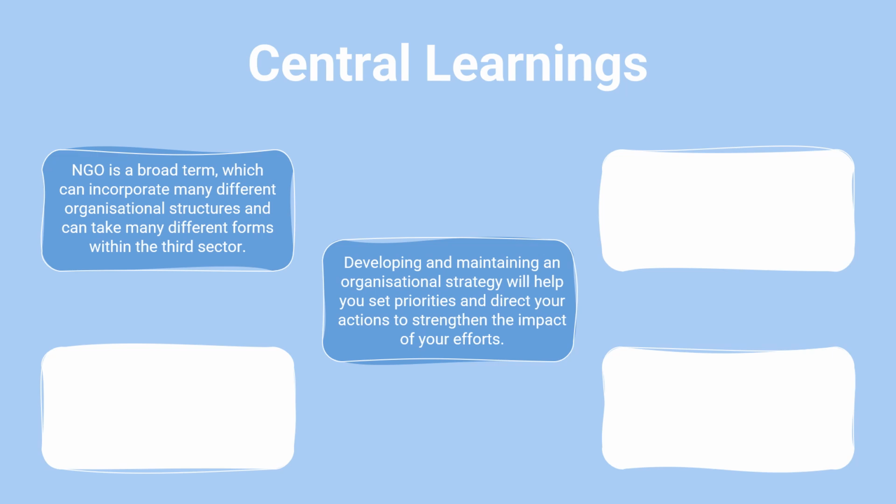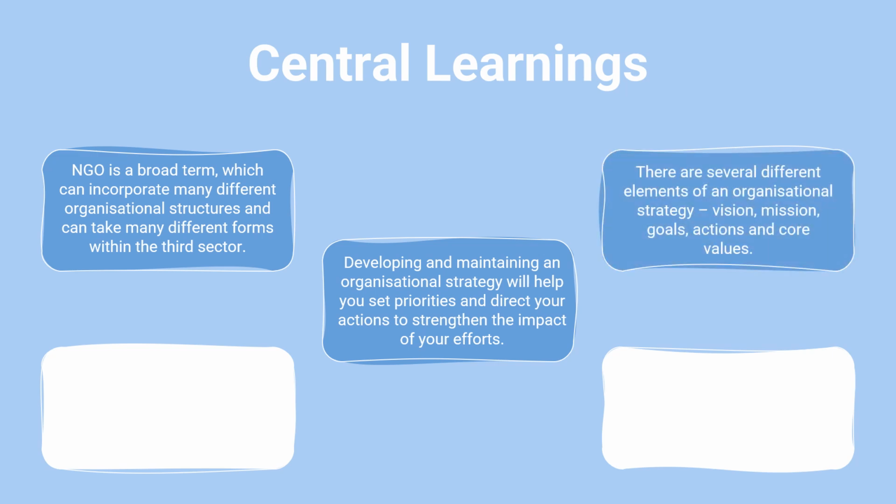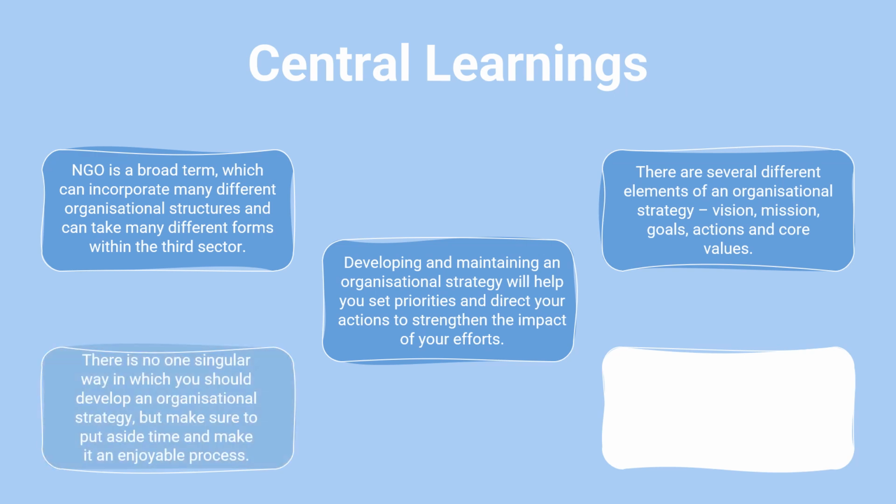2. Developing and maintaining an organizational strategy for your NGO will help you set priorities and direct your actions to strengthen the impact of your efforts. 3. There are several different elements that make up an organizational strategy: vision, mission, goals, and actions to achieve them, and core values that bind all of these together. 4. There is no one singular way in which you should develop an organizational strategy, but make sure to put aside dedicated time for it and try and make it an enjoyable process for everyone involved.